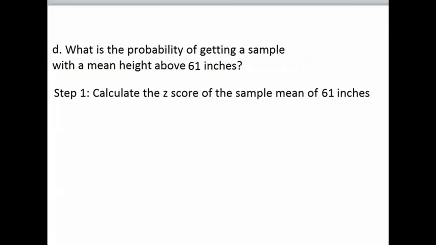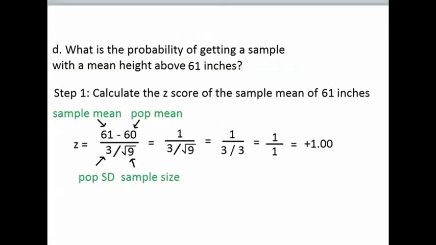First, we have to calculate the z-score of the sample, using this formula right here. We just subtract the population mean from the sample mean of 61, and we put the population standard deviation and the sample size on the bottom. The sample mean came from this question up here, because the question is asking about 61 inches. The other 3 numbers all came from the question at the beginning. I told you that the population mean is 60 inches, the population standard deviation is 3, and that we're taking a sample of 9 people.